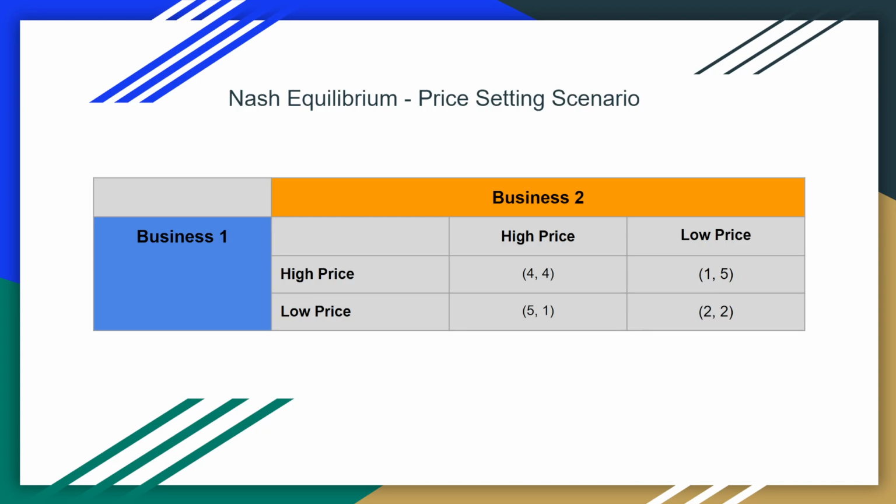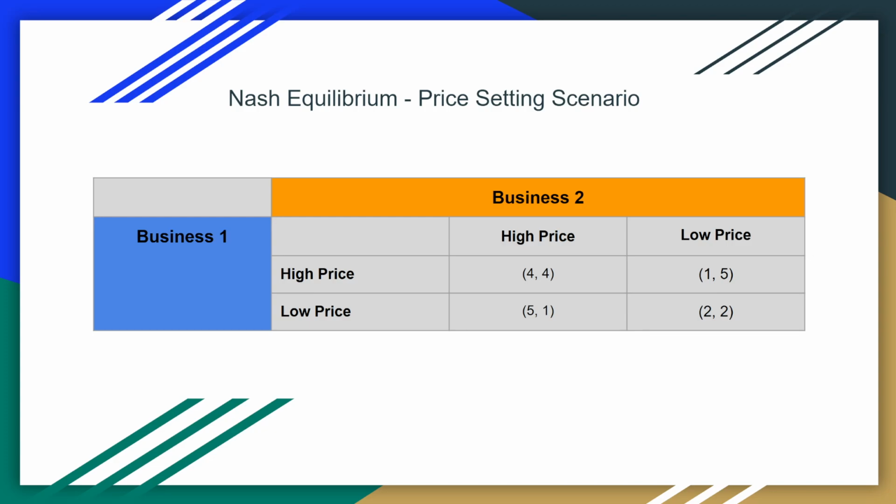If player 2 chooses high price, player 1's best response is also high price, since a payoff of 4 is better than 1. If player 2 chooses low price, player 1's best response is low price, since a payoff of 2 is better than 1.